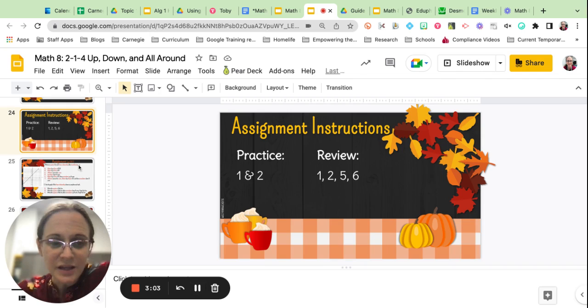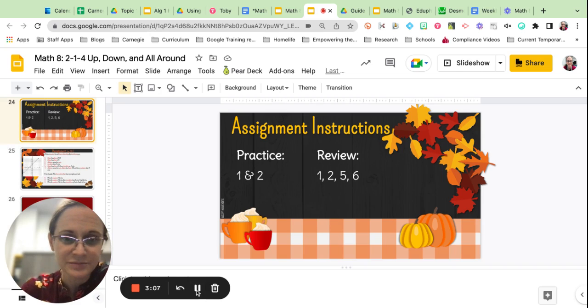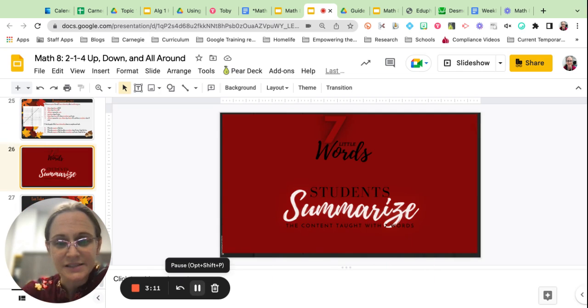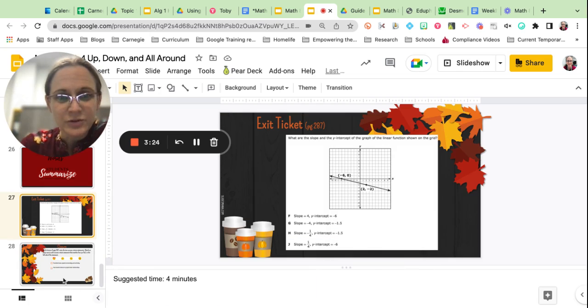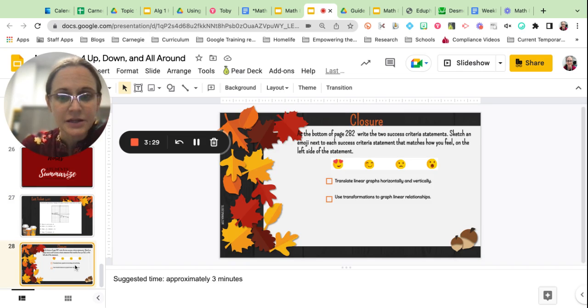There is an assignment embedded directly in this lesson for students to work with. There are practice problems and review problems listed here. And before leaving class today, students will have a chance to summarize their learning in exactly 7 little words by working with a partner to use exactly 7 words to say what it is they learned. Finally, before they leave the classroom, we'll tie a bow on this lesson with one more STAR problem and a reflection on our progress towards those success criteria.